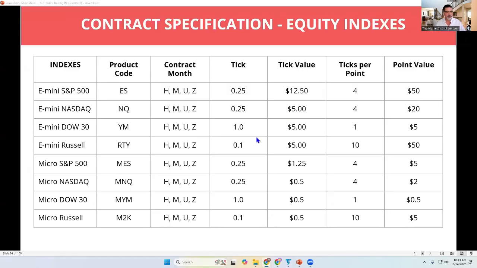On the micros, it also trades in 25-cent increments. The micros are 1/10 the cost of the minis. So when we're looking at the micro S&P, it still trades in quarter points, 4 ticks make a point, $1.25 per tick, $5 per point payout.